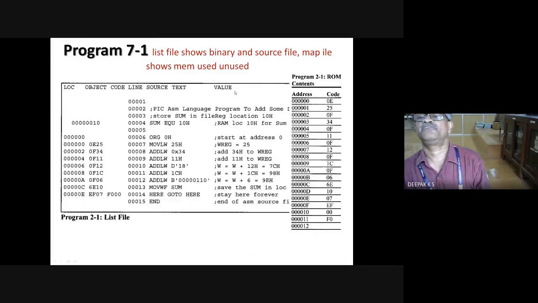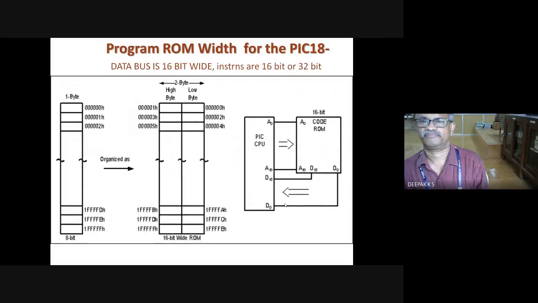So this is the list file which we had seen earlier, and these are the contents. There are only say 15, 16, 17, 18 bytes of memory needed for this program. So you need not go for a PIC with a very large memory size. If say a remote of a TV needs only a little memory, you can use that.